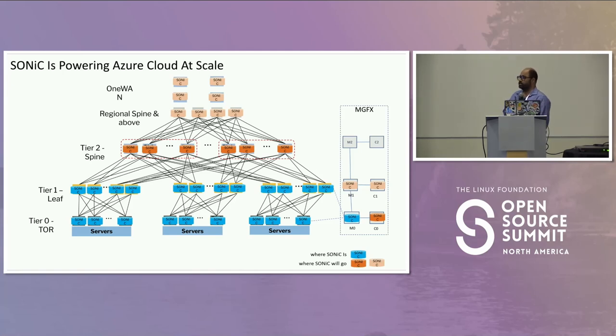It's SONiC for chassis, coming in the tier 2 layer, and it's going to go above that, even to the WAN and everything. We have plans for that as well. On the management side, we also have M0s, which are already enabled with SONiC, and we are working on the C0s as well. So this is a high-level view of the adoption rate within Azure itself, how we are trying to do it, and where we've been heading.